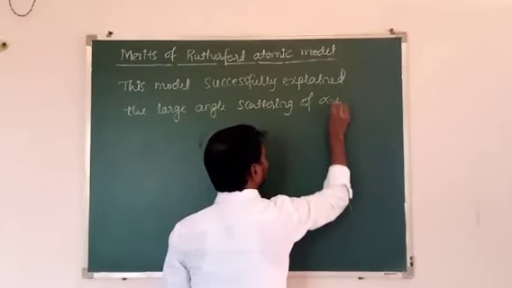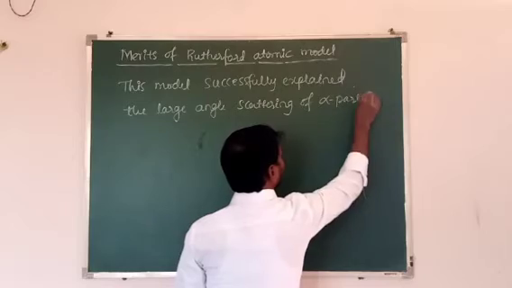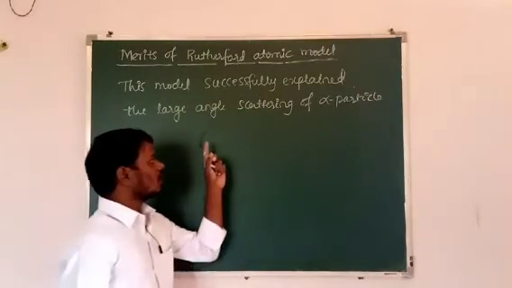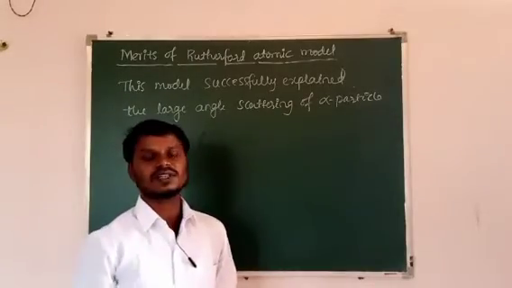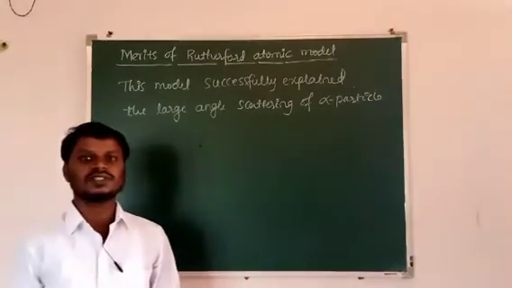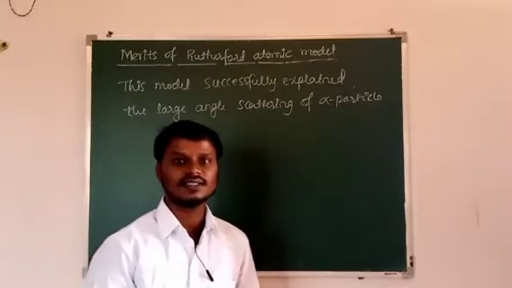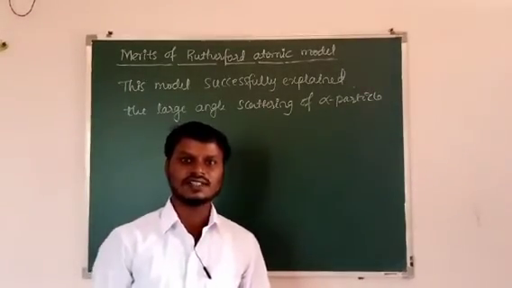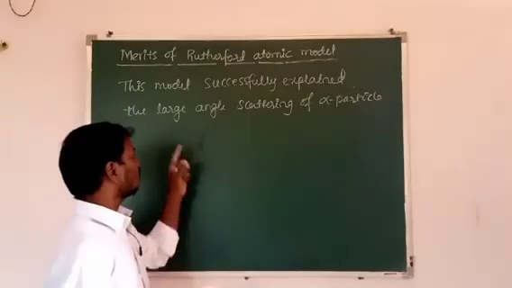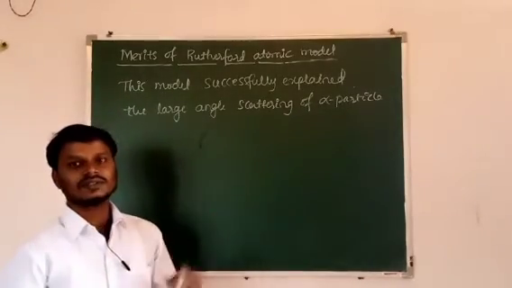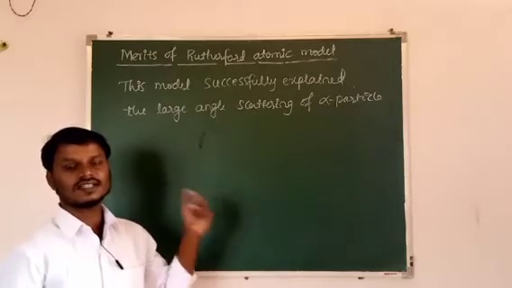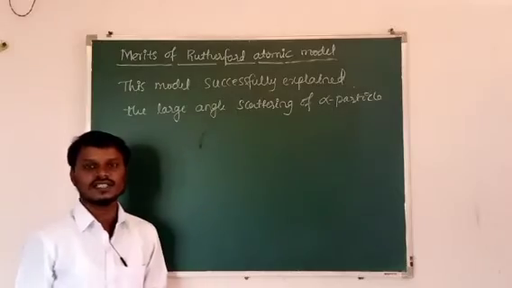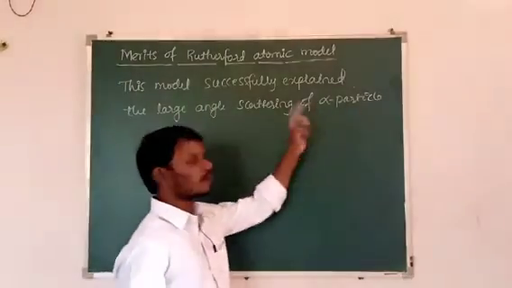The large angle scattering of alpha particle. From the alpha scattering experiment, Rutherford concluded that the entire positive charge of an atom is concentrated at its center. That central part of the atom is called the nucleus. Whenever an alpha particle is near the nucleus, it experiences a greater repulsive force and turns back at an angle of 180 degrees. Means there is a large angle scattering of alpha particle.